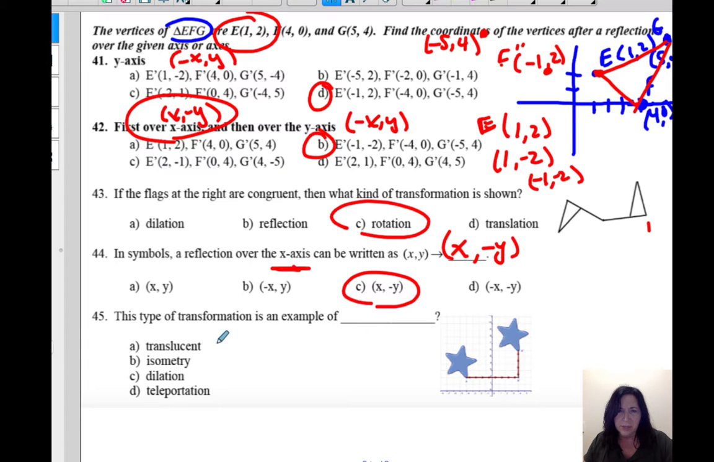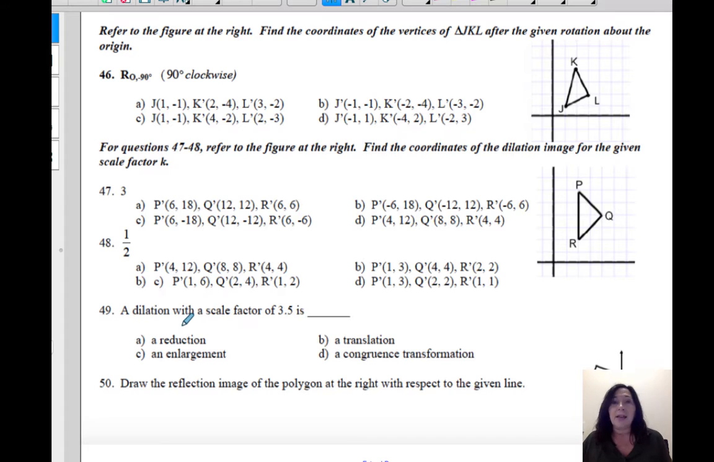And what kind of transformation is this? Translucent just means something is clear, so that's no. Isometry, yes. Dilation means we're shrinking or expanding. That's not happening. And teleportation, well, I haven't experienced that yet, but I hope to someday. No, actually, I really don't want to do that. So isometry, because the only thing that isn't an isometry is a dilation. You can't shrink it or make it bigger, but isometry is just moving it all over the place. Okay, no problem. Last page.